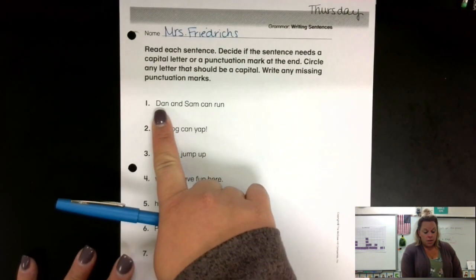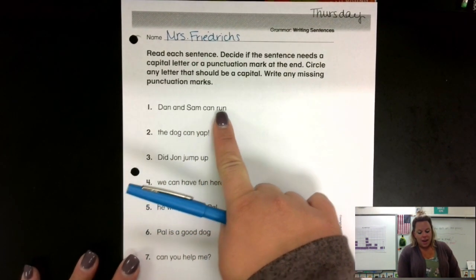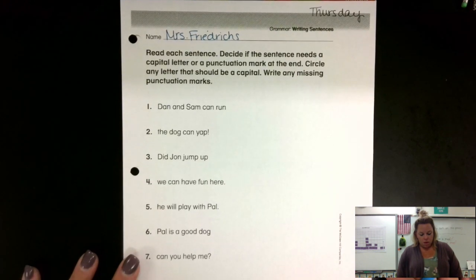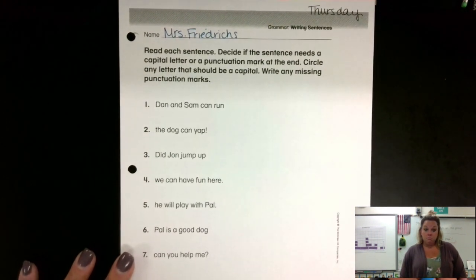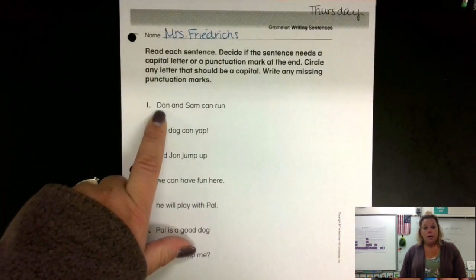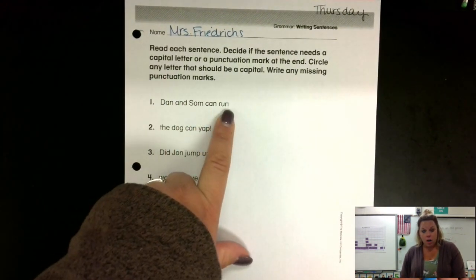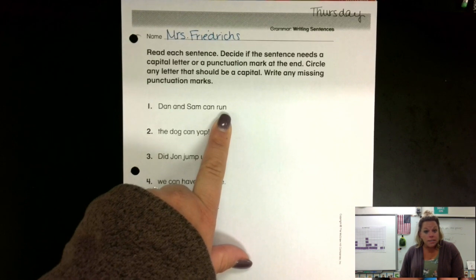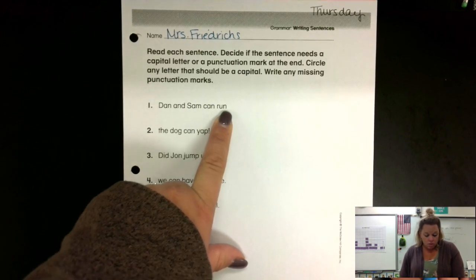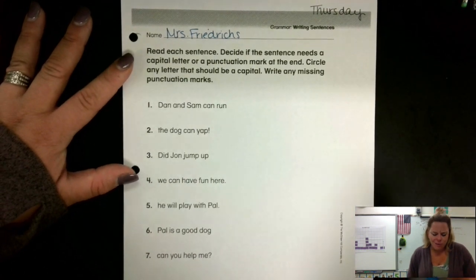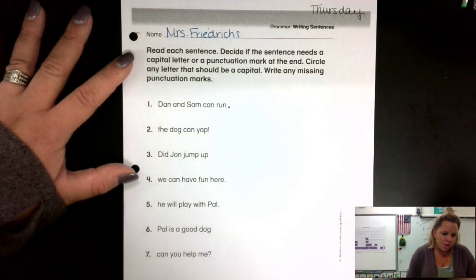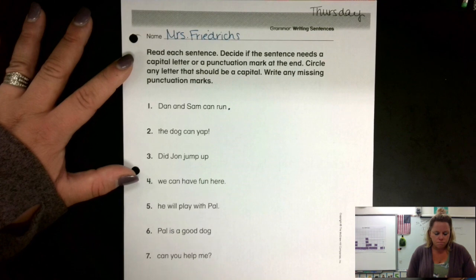Number 1, Dan and Sam can run. Do we have a capital letter at the beginning? Yes, we do. Do we have an end mark? No, we don't. What does it need to be? Probably just a period, right? Yeah, go ahead and make sure that you already had that period in there.